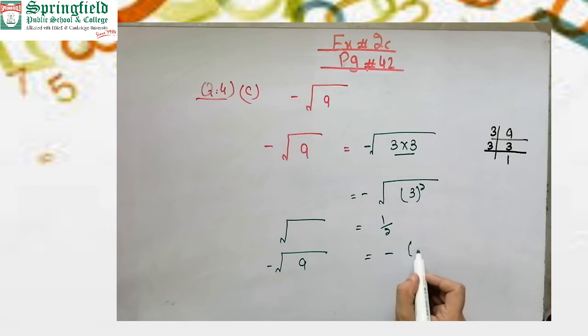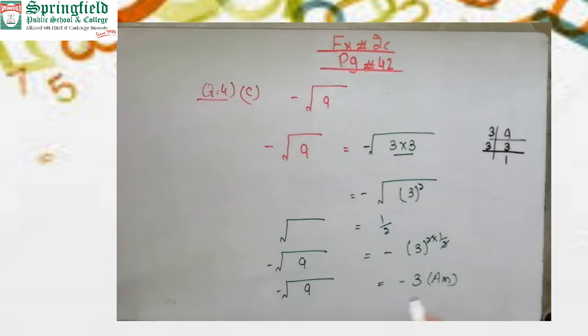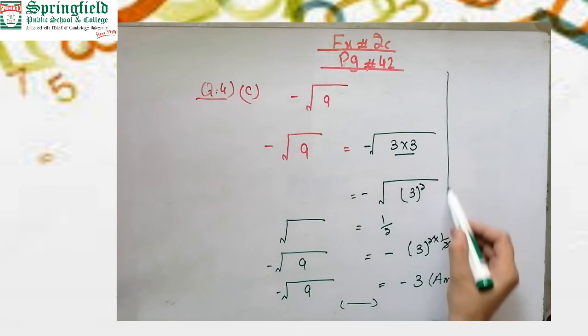Minus 3 square multiply 1 by 2. So 2 can be cancelled with 2. Minus 3. So minus the square root of 9 is equal to minus 3. This is your answer. Understood, beta? Okay. And come on the last D part.